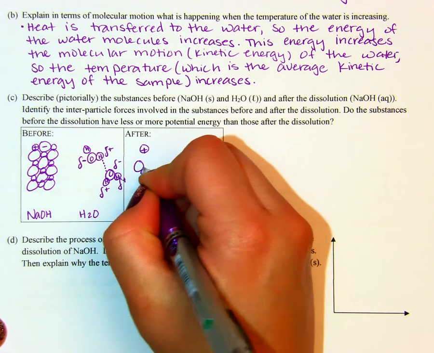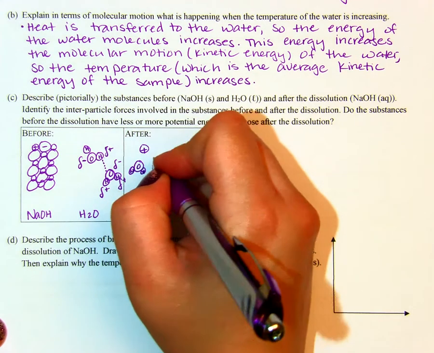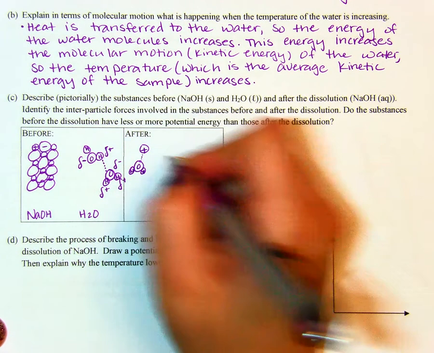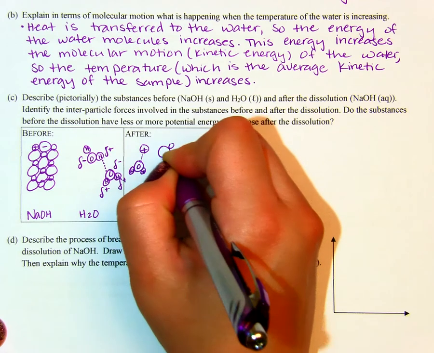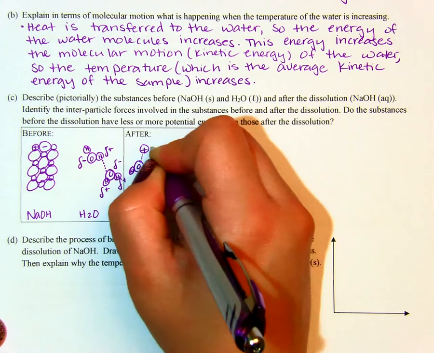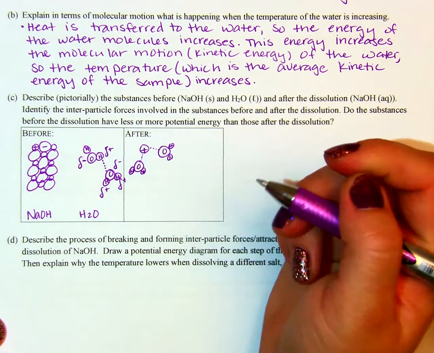So we will have our waters, H2O like this, attracted to the positive ions. And that's going to happen with many of the waters, right? So we have our H2O. They're all going to surround those ions.